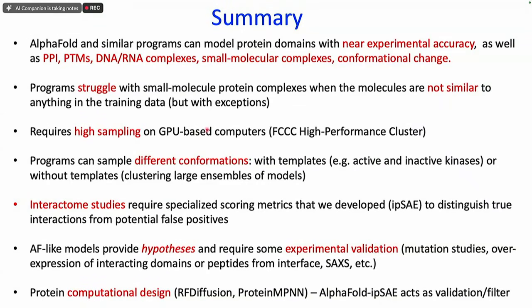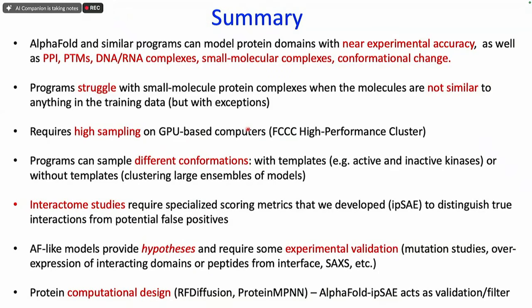We always do high sampling. We always do 50 or 100 models, not just 5. For some structures, 10 or 20% of the models will have that correct interaction. But if you only run it once and get 5 models, you might not get that one. You might not get that high scoring model. And so you want to run it on your own computers if you can.